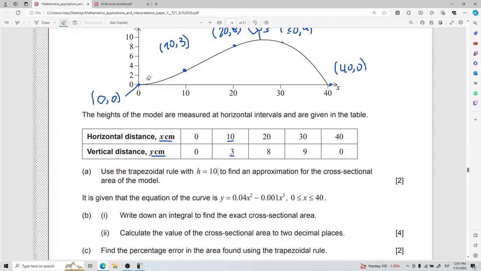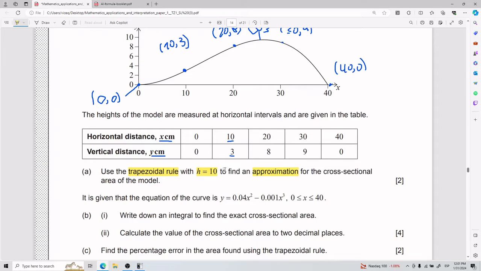Let's see. Part A. Use the trapezoidal rule with h equals 10 to find an approximation for the cross-sectional area of the model. All right, guys. A lot of you probably read this, you read trapezoidal rule, and you're like, I don't know what that is. So let me give you a little bit of a 101.